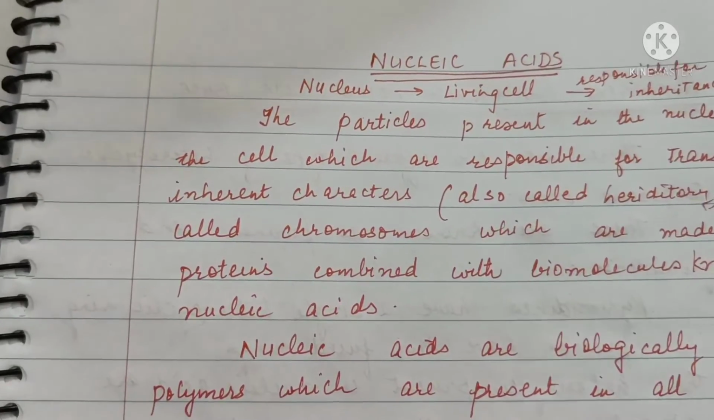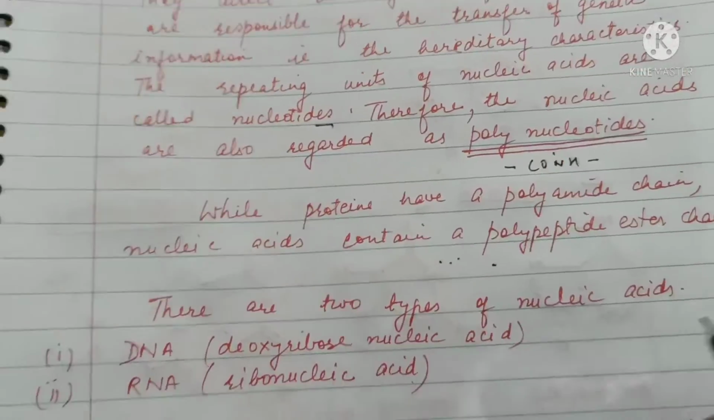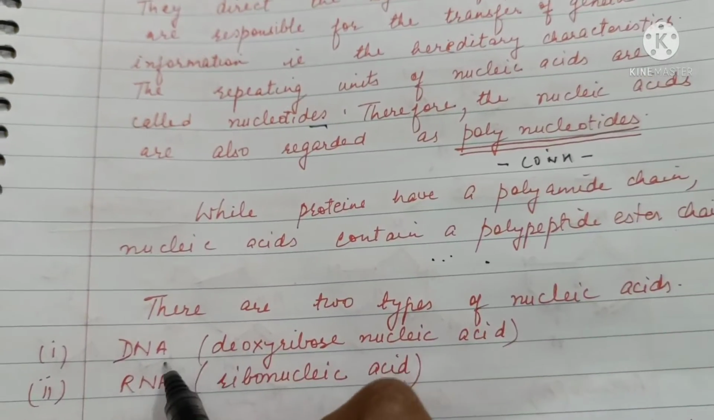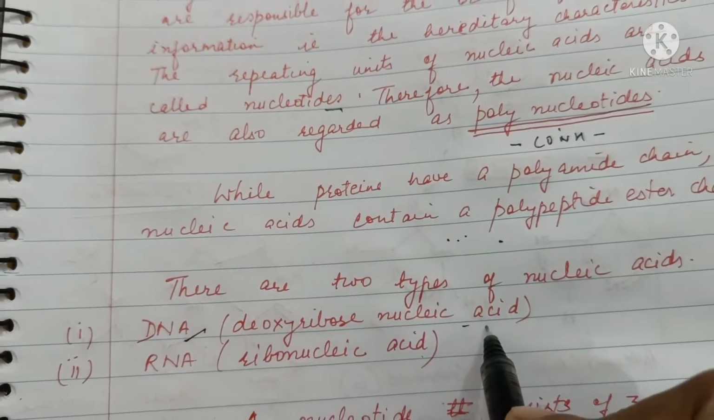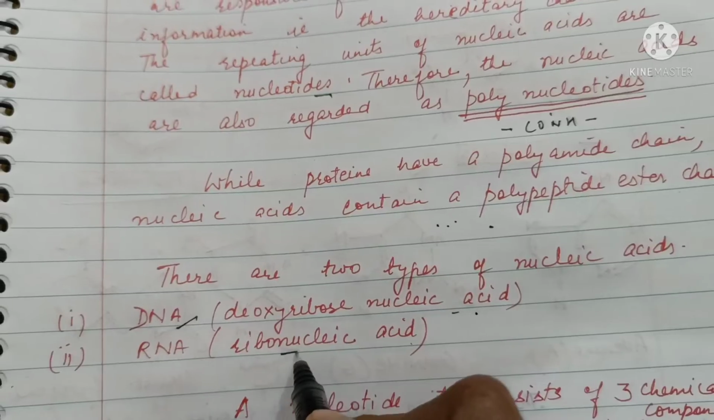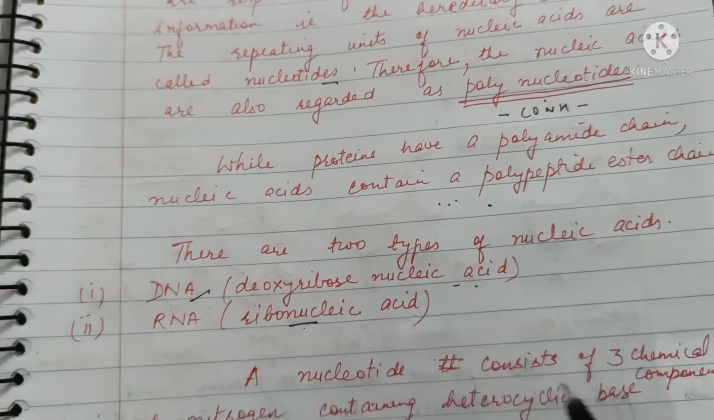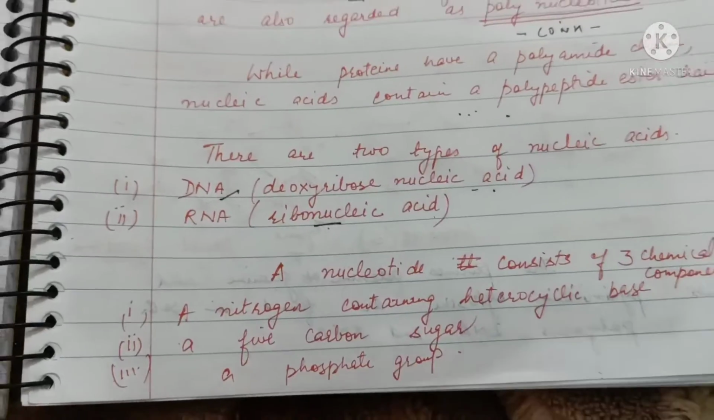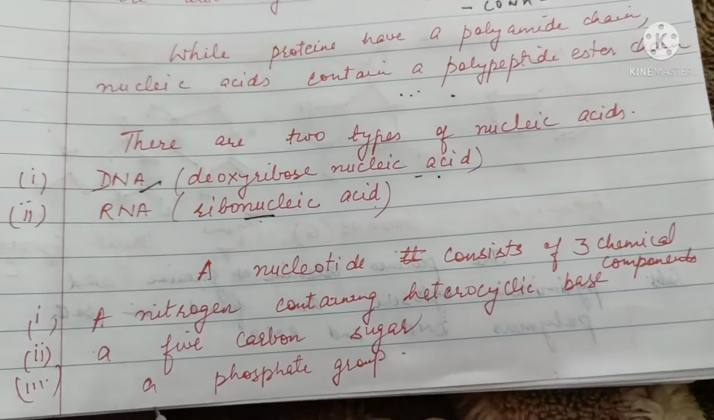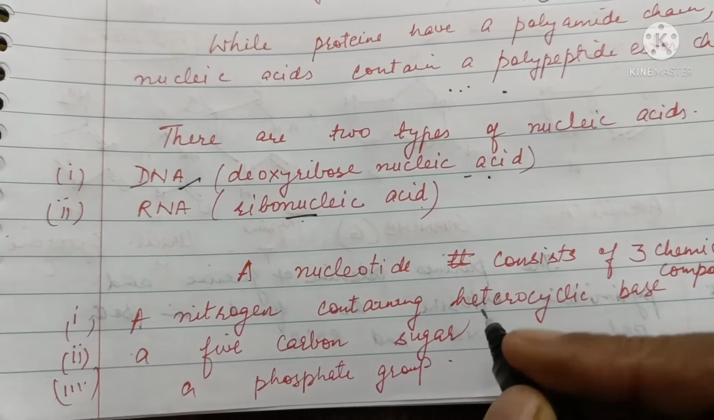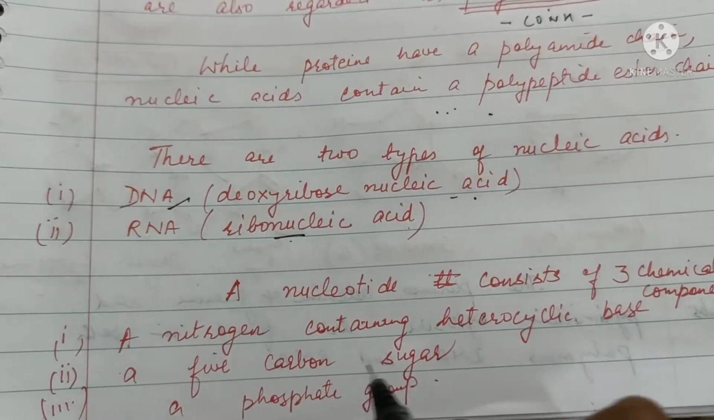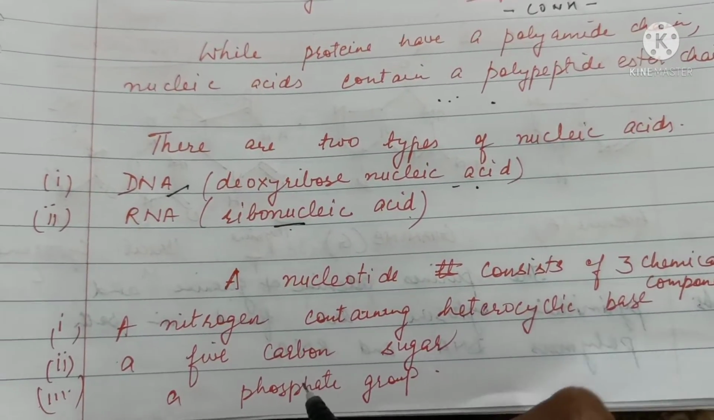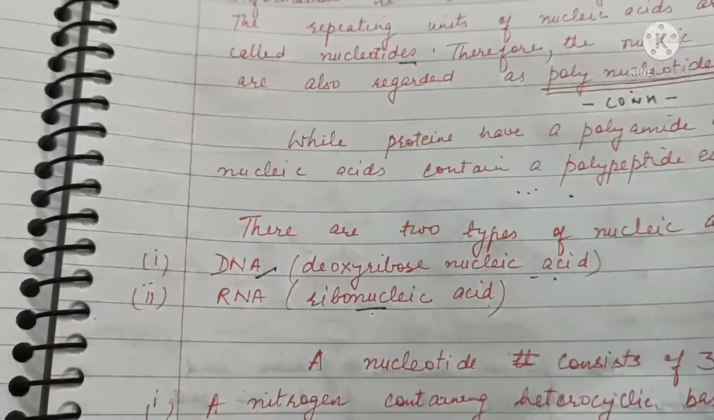Our topic for today is nucleic acids. There are two types of nucleic acids: DNA, the full name of which is deoxyribonucleic acid, and RNA, the name of which is ribonucleic acid. A nucleotide consists of three chemical components: a nitrogen containing heterocyclic base, a 5-carbon sugar molecule, and a phosphate group. So let us study each of them in detail.